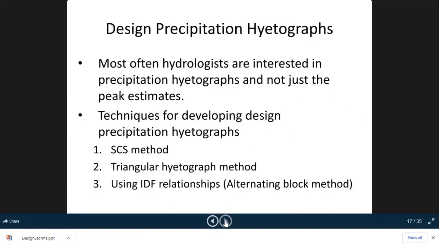Most often, hydrologists are interested in precipitation hydrographs and not just the peak estimates. Techniques for developing design precipitation hydrographs: SCS method, triangular hydrograph method, using IDF relationships.